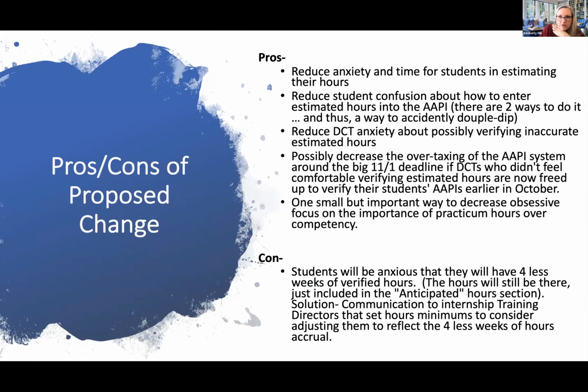We reduce the student confusion about how to enter the estimated hours, because there's actually 2 ways to do it. So if you're using Time2Track, if you have appointments in the system already, the system will calculate those in your estimated hours, but then the student could not realize that and inadvertently also add those hours to the summary tab. So there's a way to accidentally double dip.